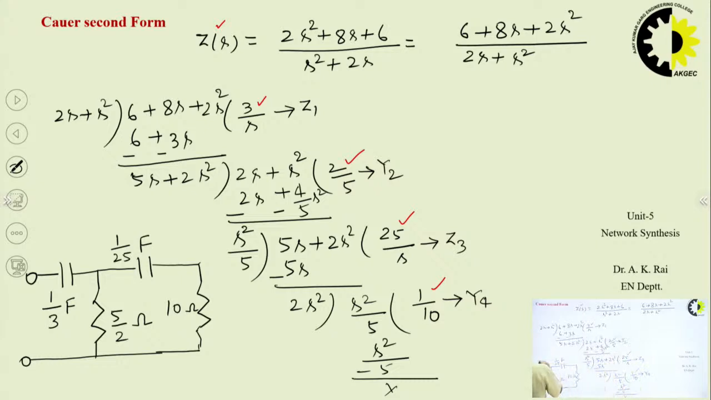So, these are the capacitor, then resistor 2 by 5 admittance, so for impedance it is 5 by 2, 1 by 25 and 10. So, this way we can carry out the synthesis of RC network in Foster first, Foster second, Cauer first and Cauer second.